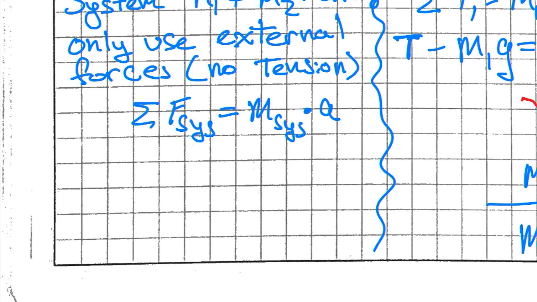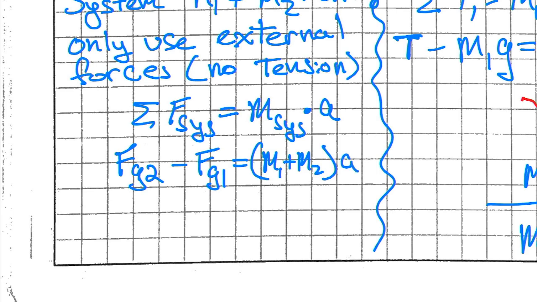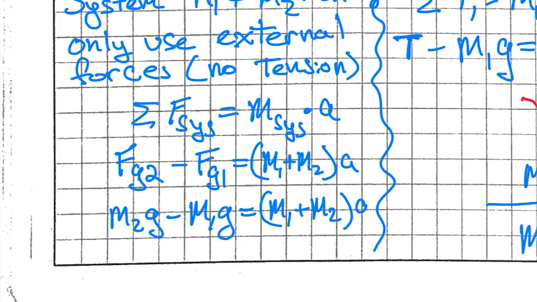So the sum of the forces on the system, we had the force of gravity on number 2, which was down on the right and positive, minus the force of gravity on number 1, which was down on the left, negative, equals the mass of the system, m1 plus m2, times the acceleration. So what do we get? We get m2g minus m1g equals m1 plus m2 times the acceleration.